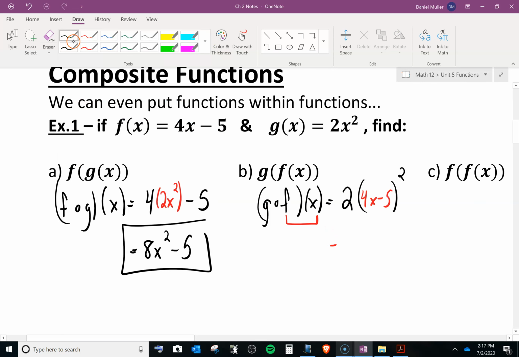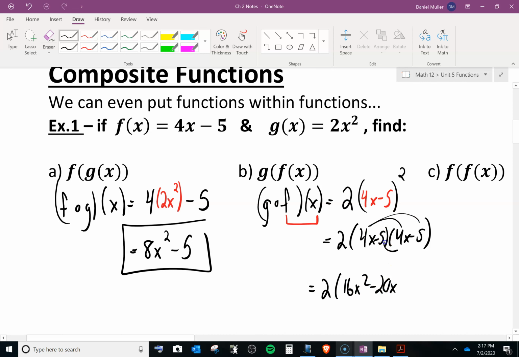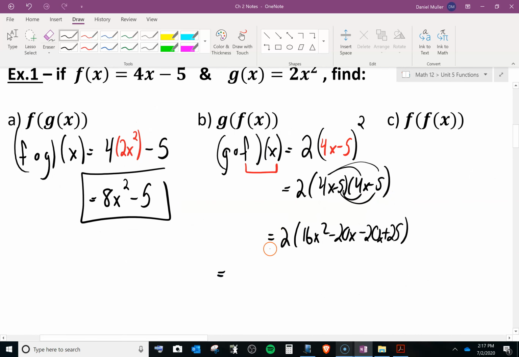And so we need to actually expand this, or FOIL. So 4x minus 5 times 4x minus 5. So I'm going to FOIL this part here. So it's 16x squared minus 20x minus 20x plus 25. And then I'm going to multiply the 2 in. So 32x squared. This right here is going to become a minus 40, and you times it by 2, which will become a minus 80x. And then 2 times 25 is 50.